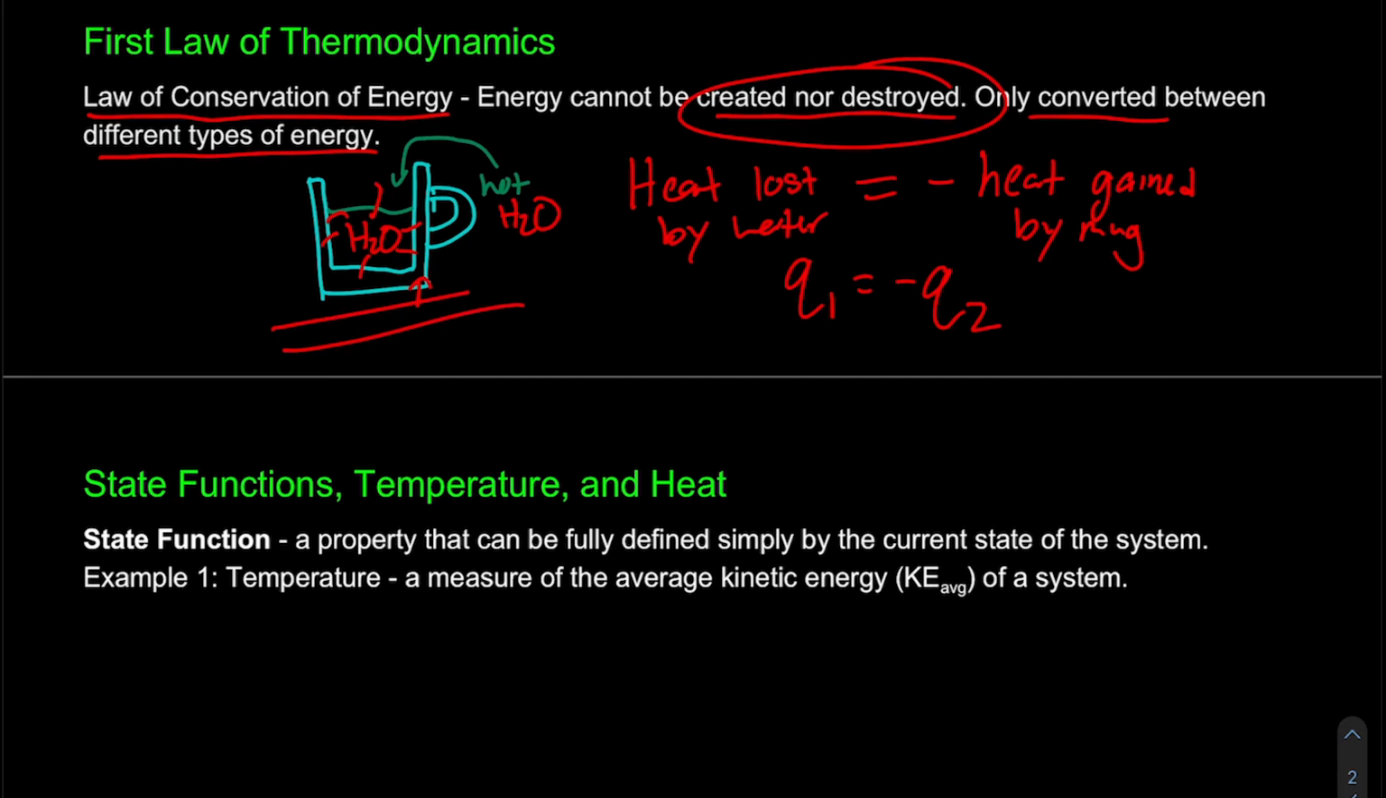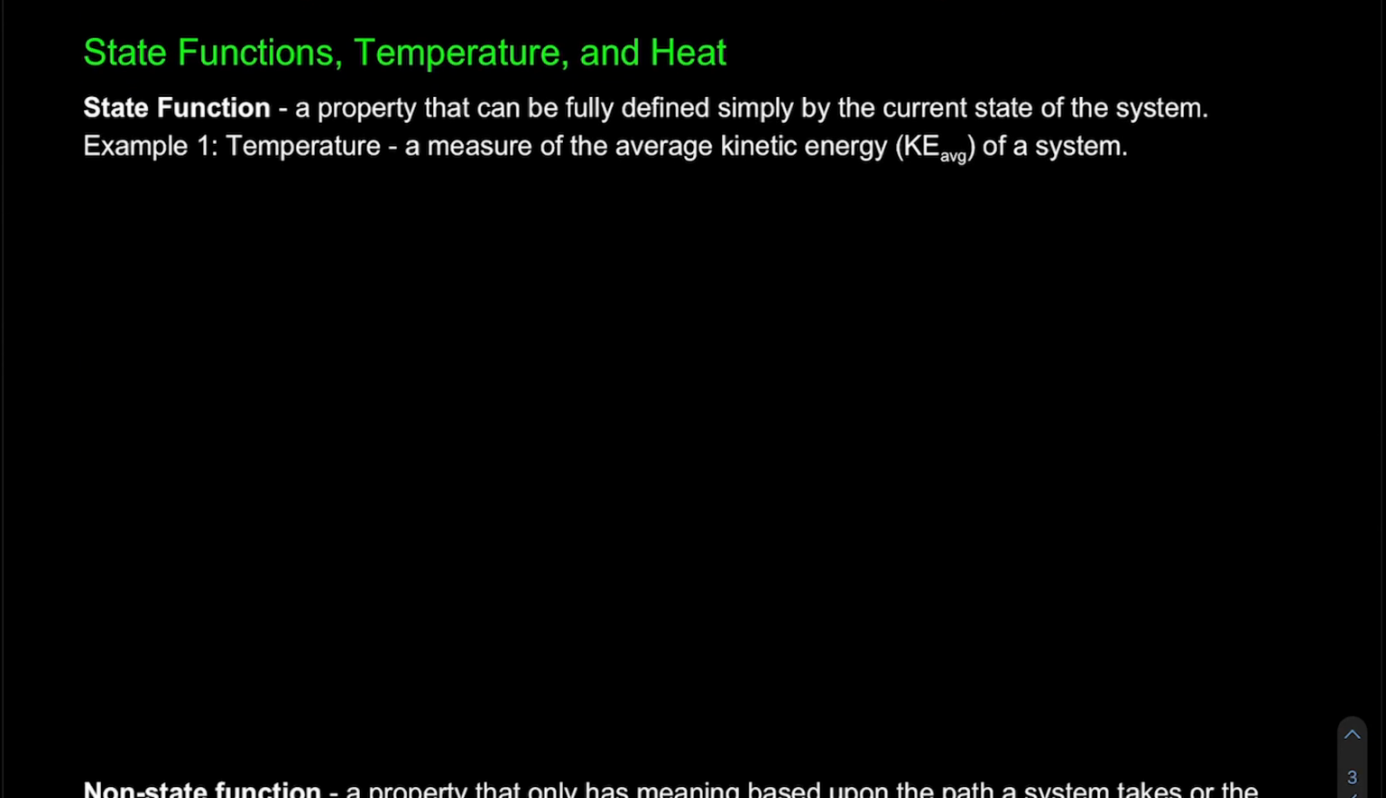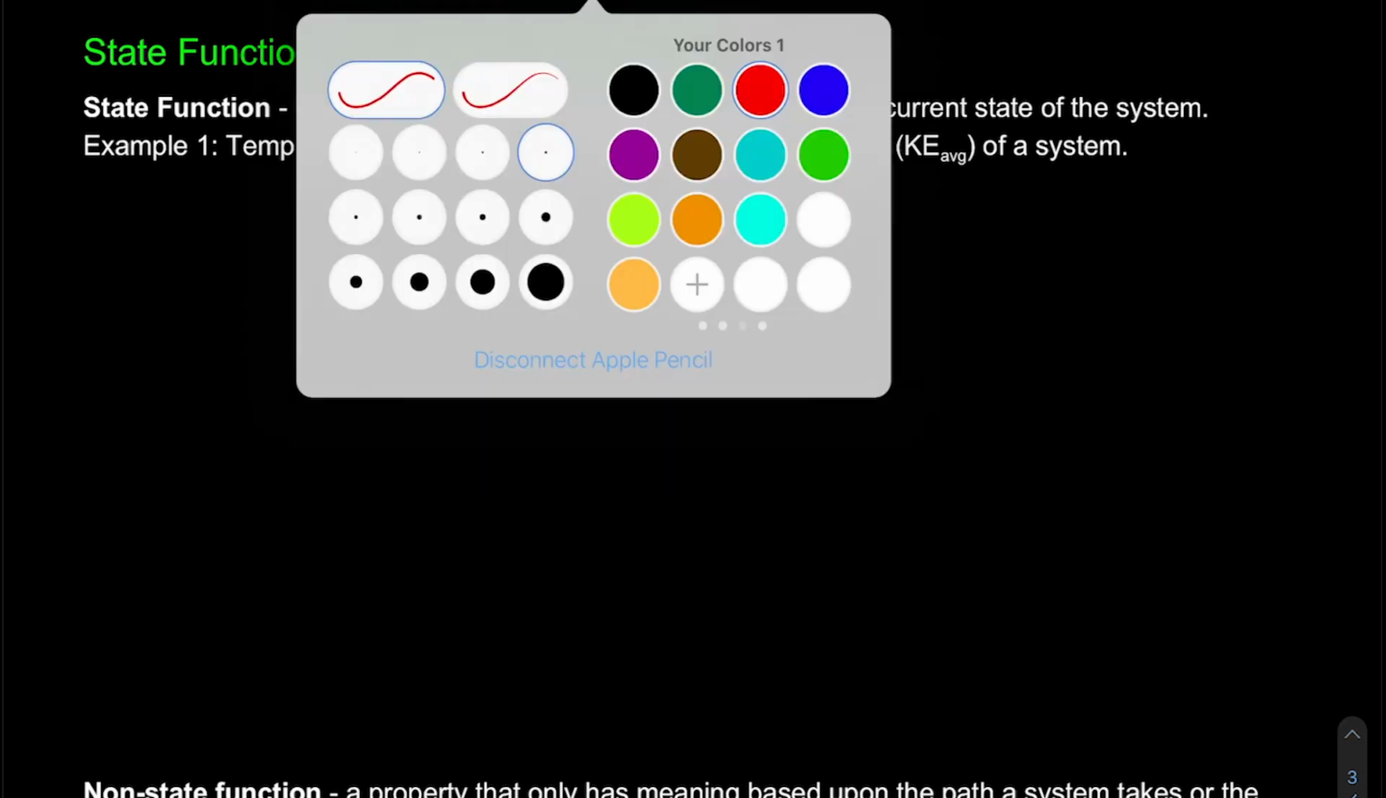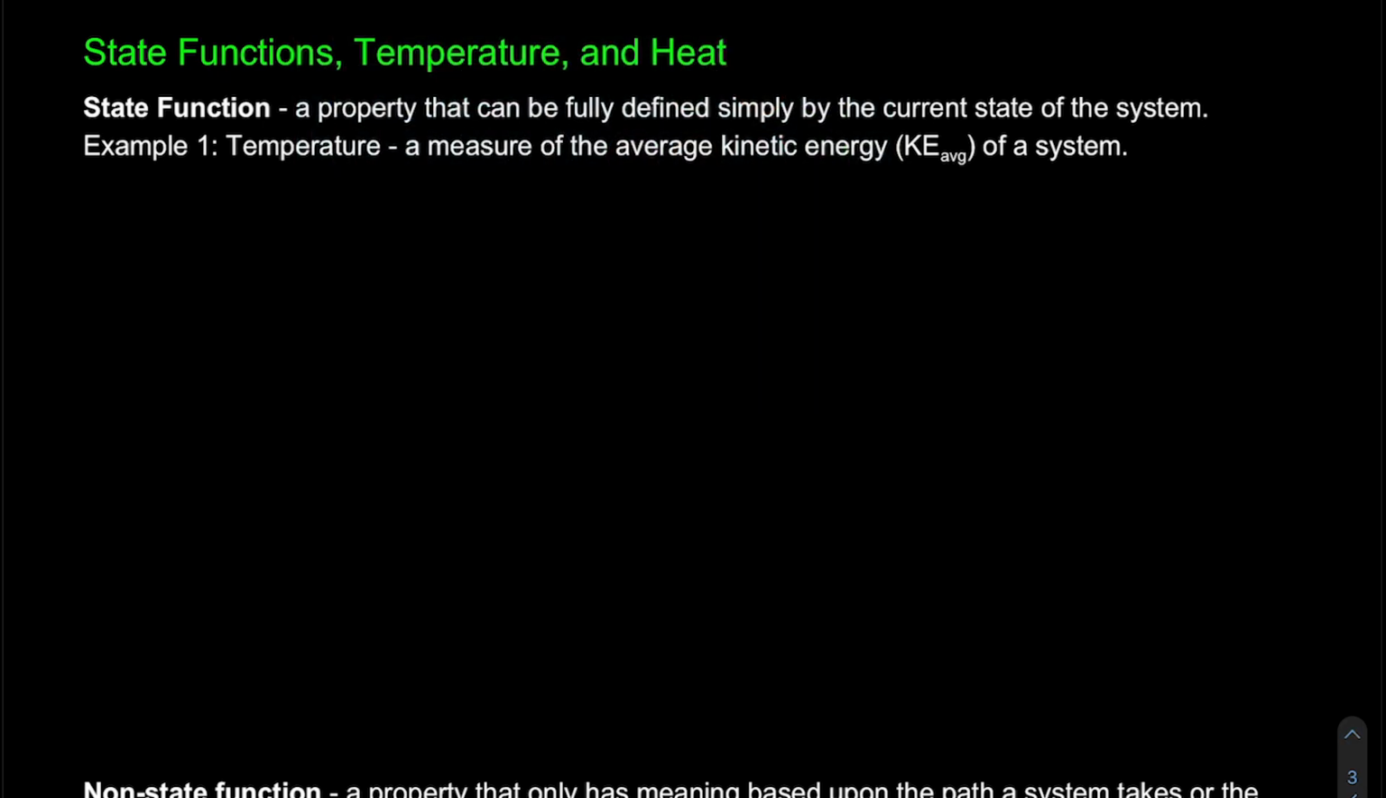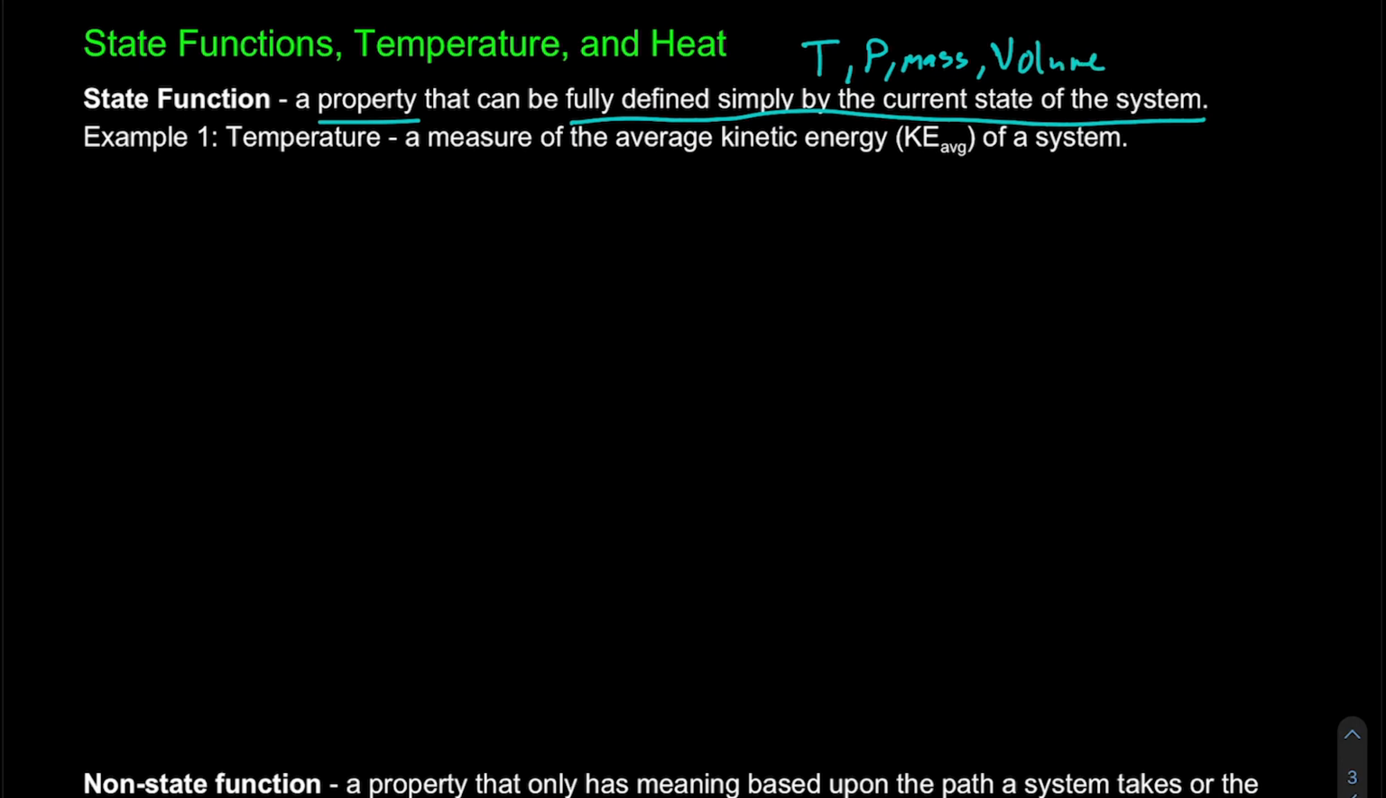Now that we have a broad description of energy, let's talk about how some of this energy gets manifested. And this relates to the idea of a state function and a non-state function. So a state function is a property of matter that can be fully defined simply by the current state the system is in. So that could be the temperature the system's at, the pressure the system's at, the mass the system has, the volume the system occupies. There are all these different things that can help us define a state function. So we notice here, there is no change needed for us to actually define this state function. It's just present.